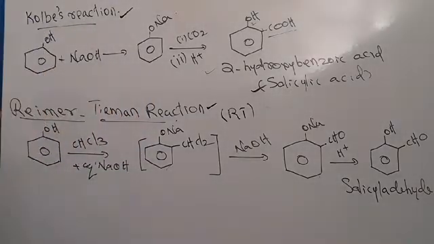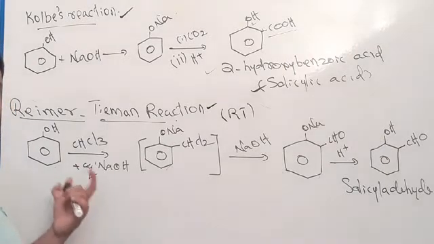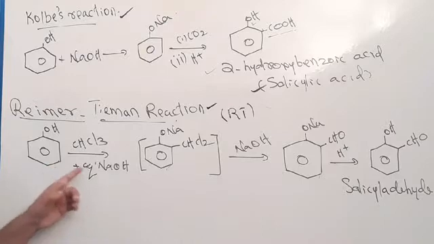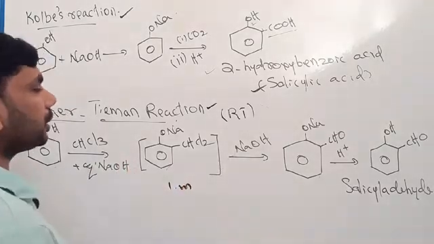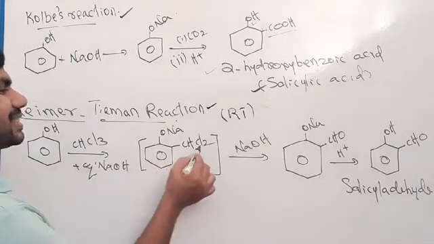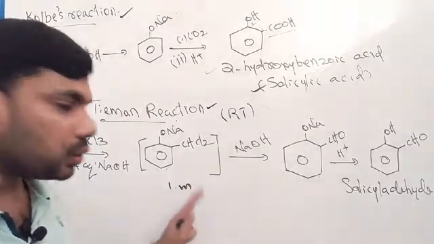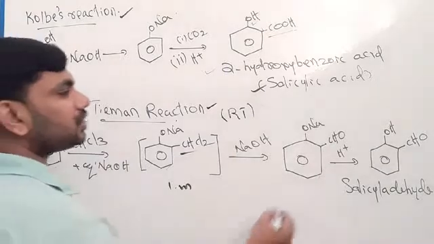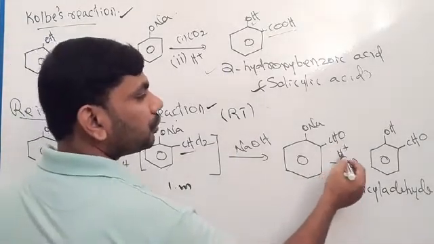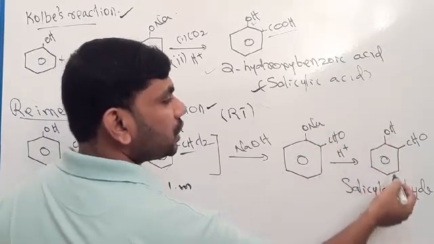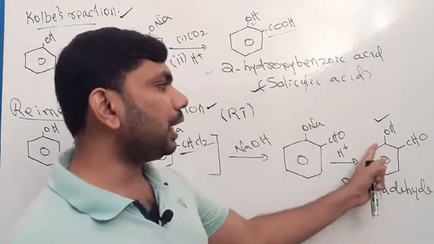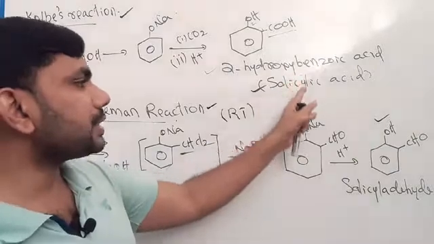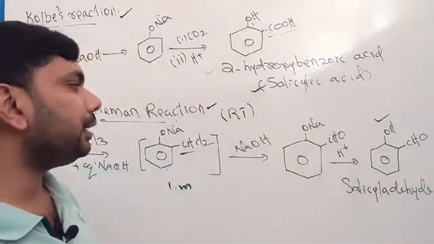Next one, Reimer-Tiemann reaction. Here also phenol reacts with sodium hydroxide in presence of chloroform, and an intermediate compound is formed. Here this part is ONa and here CHCl2. Again this intermediate compound is treated with sodium hydroxide, this part will be oxidized and changed to CHO. Then followed by acidic hydrolysis, ONa changes to OH. So the final product salicylaldehyde is formed, ortho-hydroxy, or you can say 2-hydroxybenzaldehyde. Here 2-hydroxybenzoic acid, here 2-hydroxybenzaldehyde. Salicylaldehyde will be the product.